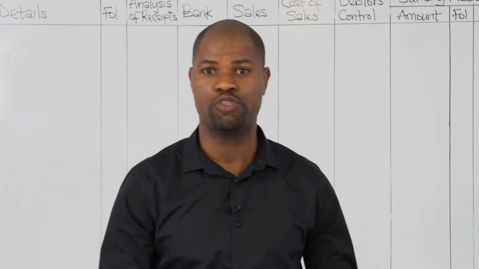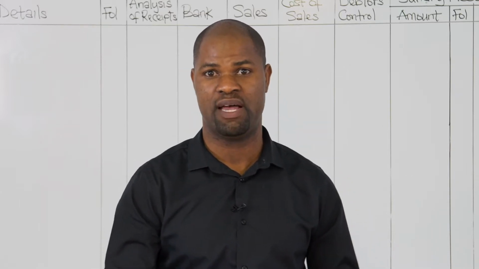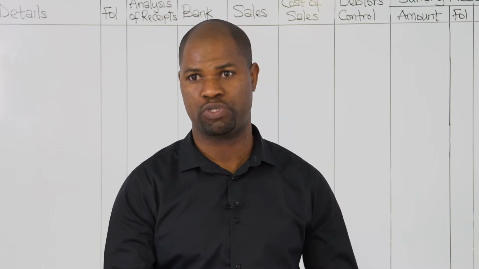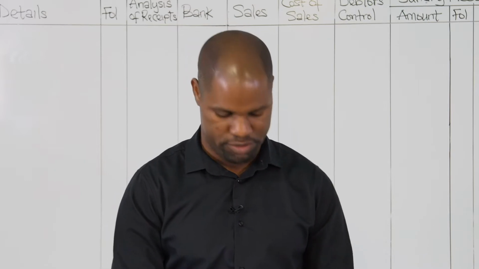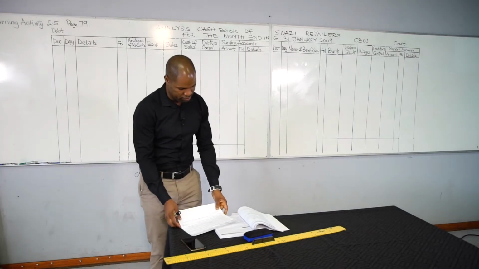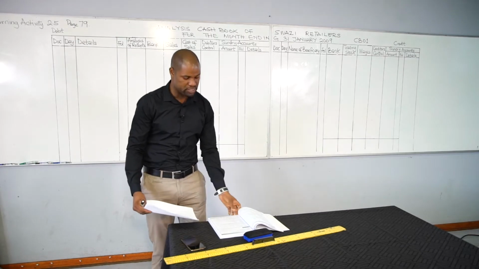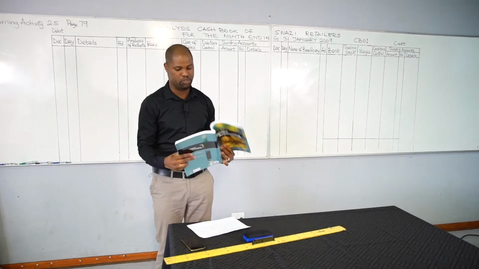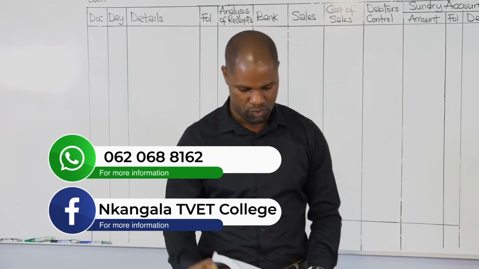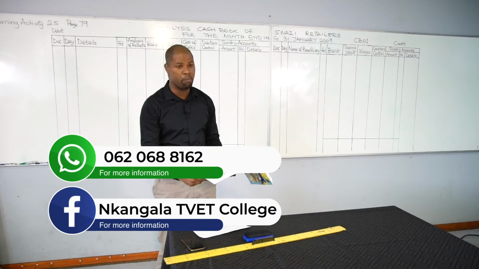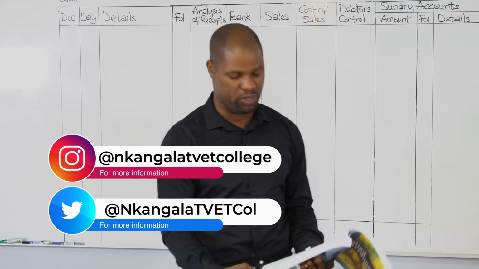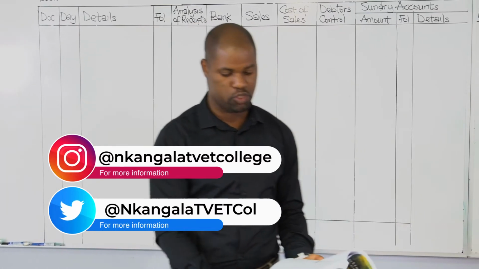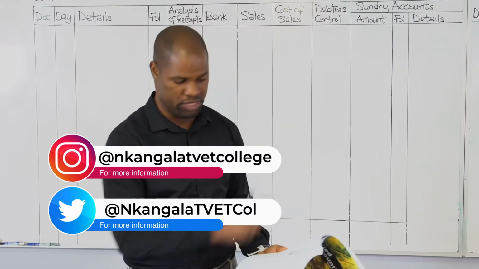So as we all know, we are going to look at how to enter and post transactions from source documents into the cash book. Today I'm going to treat a question from our textbook, Macmillan Applied Accounting Level 3. I'll be treating a question on page 79, learning activity 2.5. I will go through this question and then try to run it on the board.